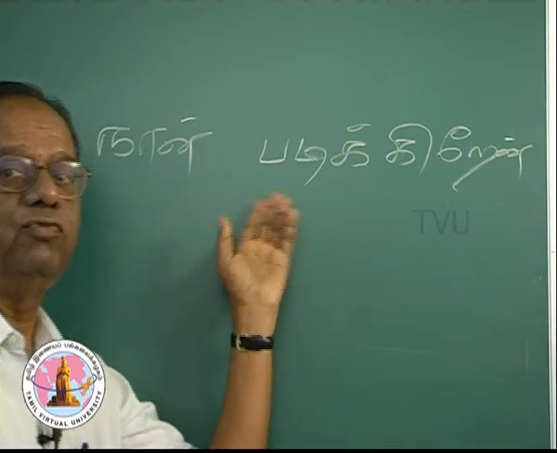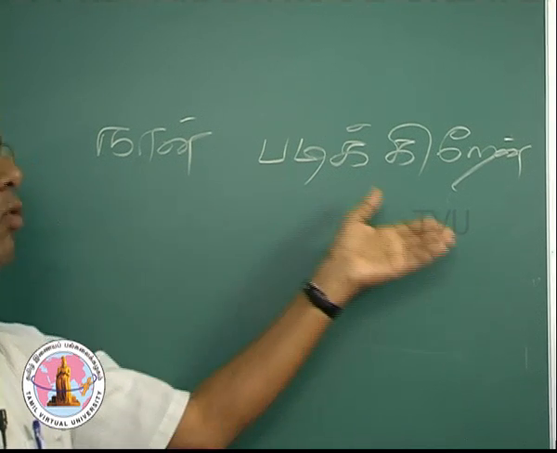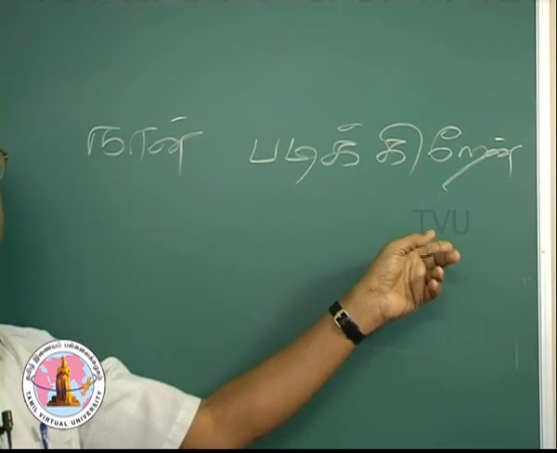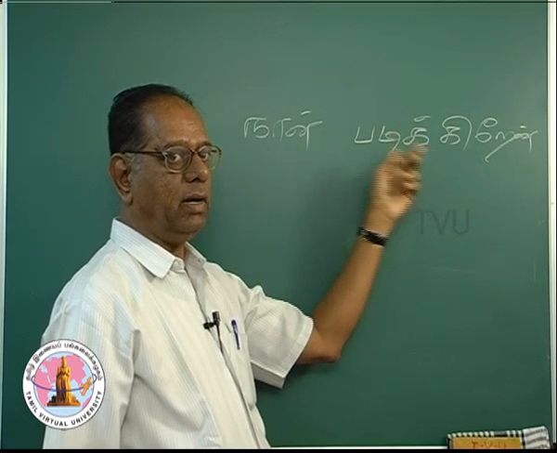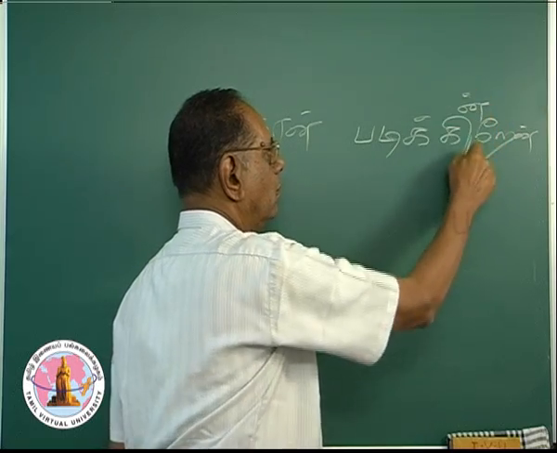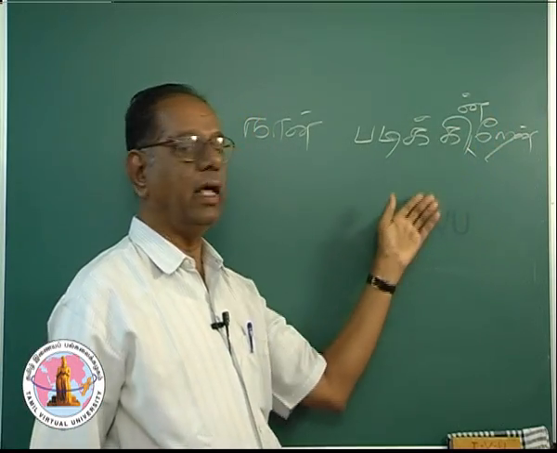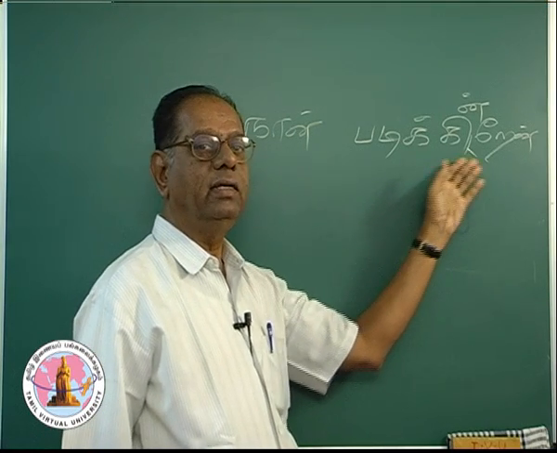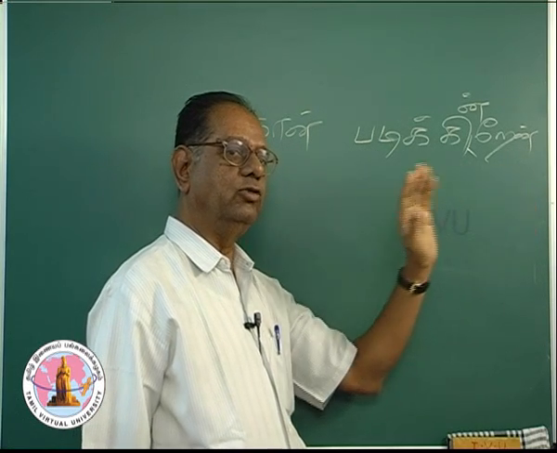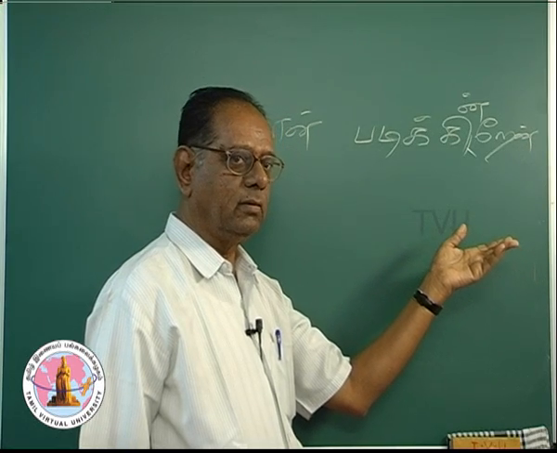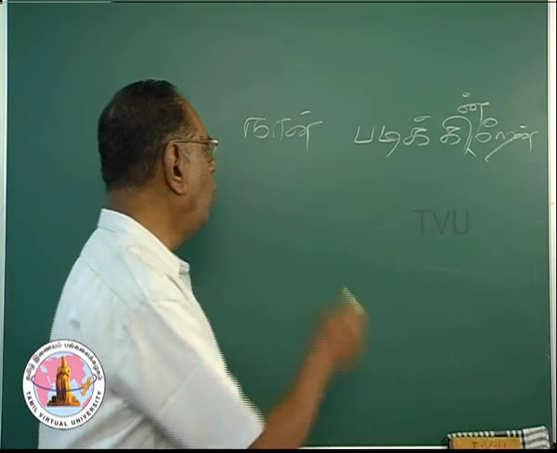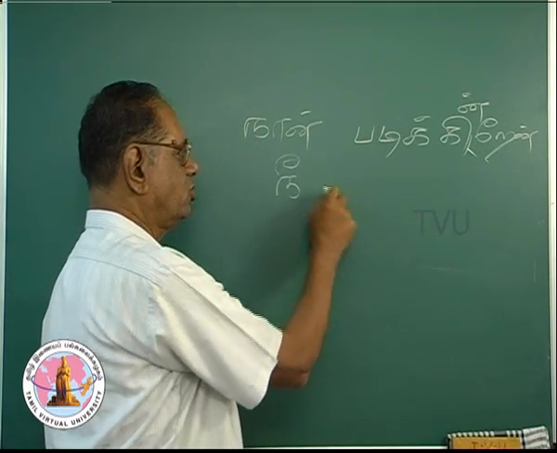We have already seen all these forms, so I am not repeating the rules. நான் படிக்கிறேன், I read. I use kindru here. நான் படிக்கின்றேன், nothing goes wrong. It sounds all right. There is no change in the meaning. So, this kindru can be added to all the subjects.